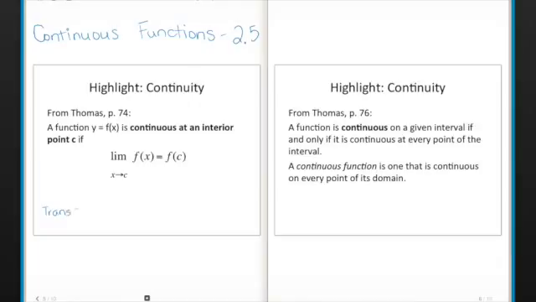According to our textbook, a function is continuous at an interior point c if the limit of f of x as x approaches c equals f of c. That's a really fancy way of saying if you can take c and plug it into the function and that matches the point on the graph and you get a nice clean value, then it's continuous at that point. So if you can plug it in and it works out, it's continuous. So that's the definition of it being continuous at an interior point c.